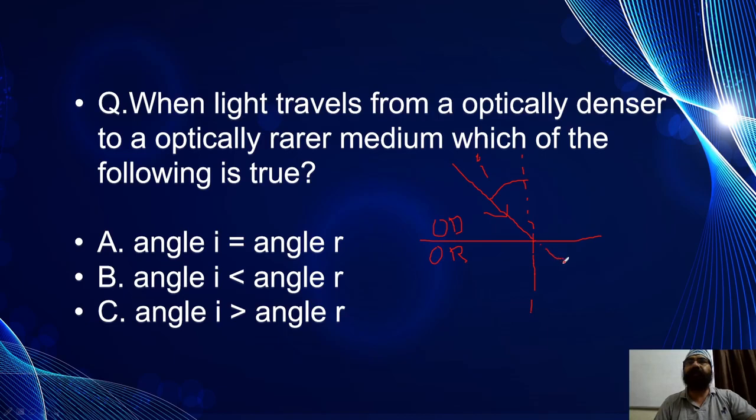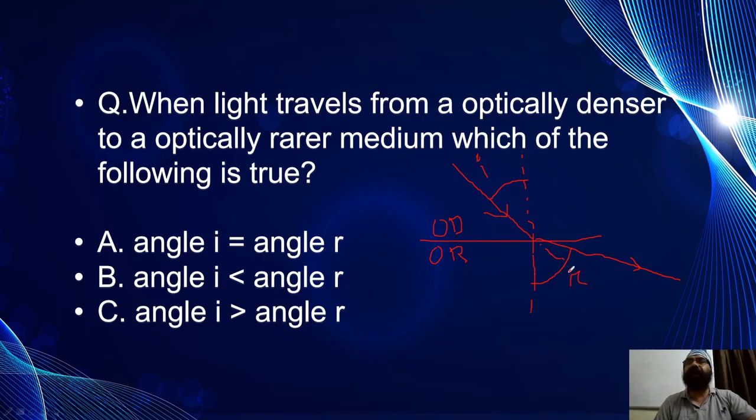Ideally, it should have gone straight like this, okay? But since it is going to a rarer medium, it bends away from the normal, okay? It goes away like this. So you can see that this is the angle of refraction, okay?